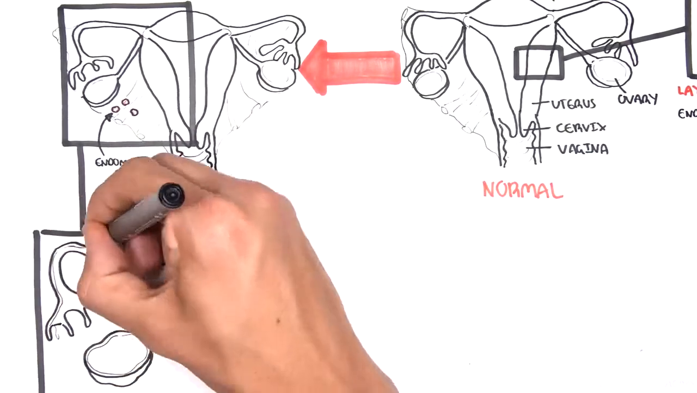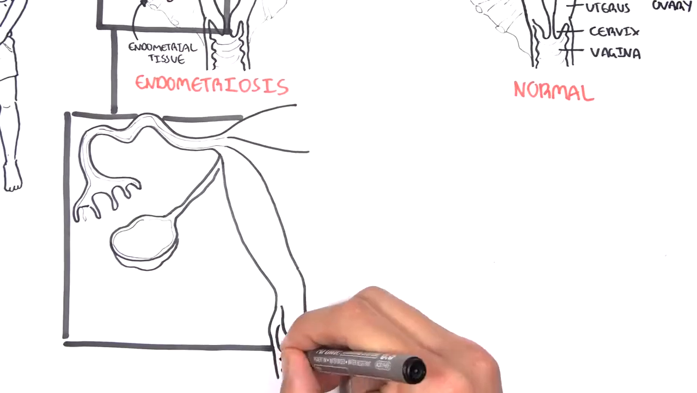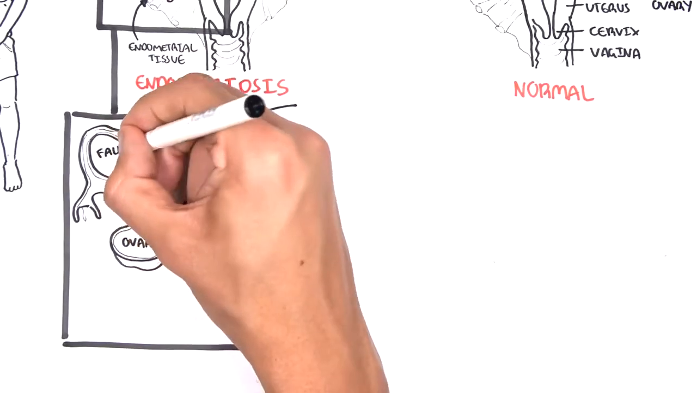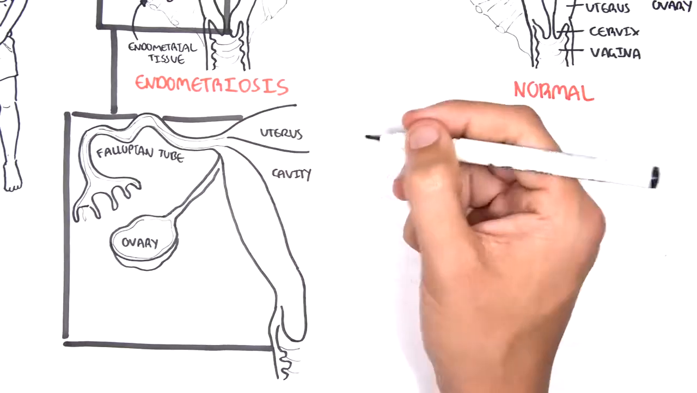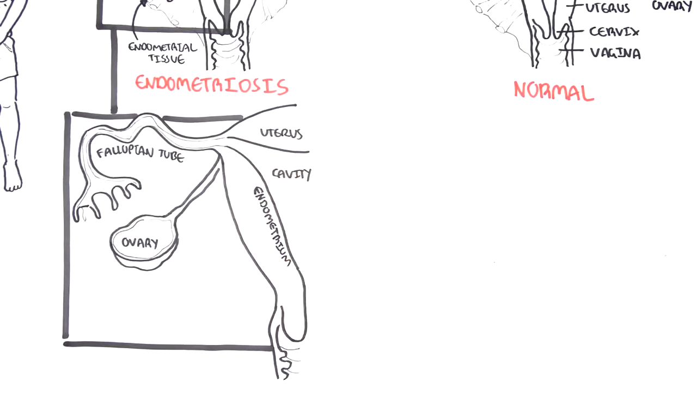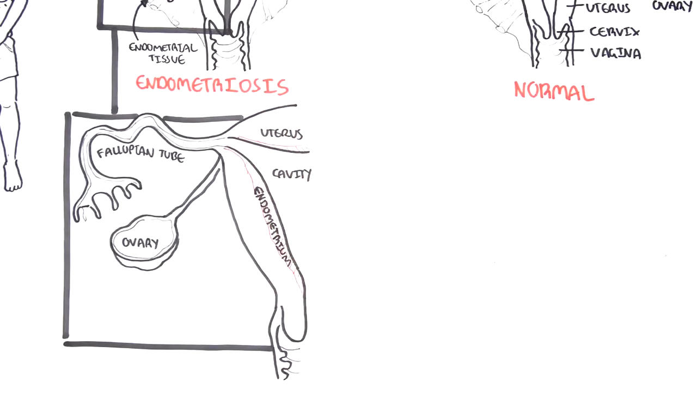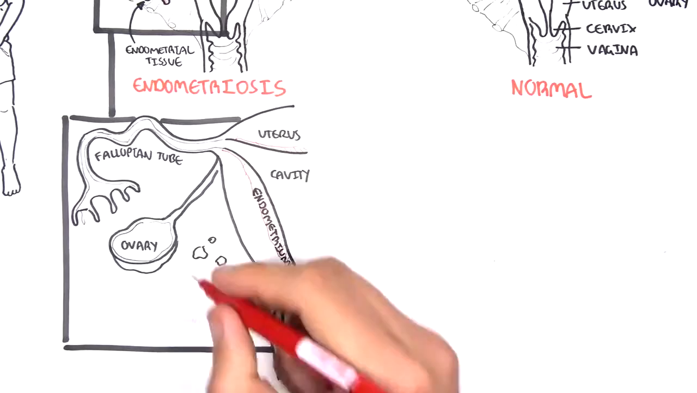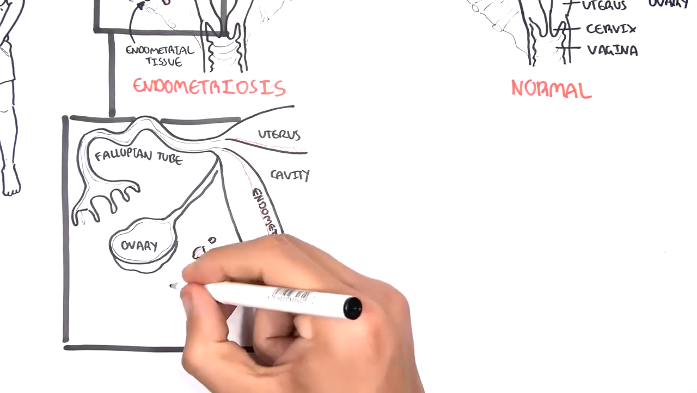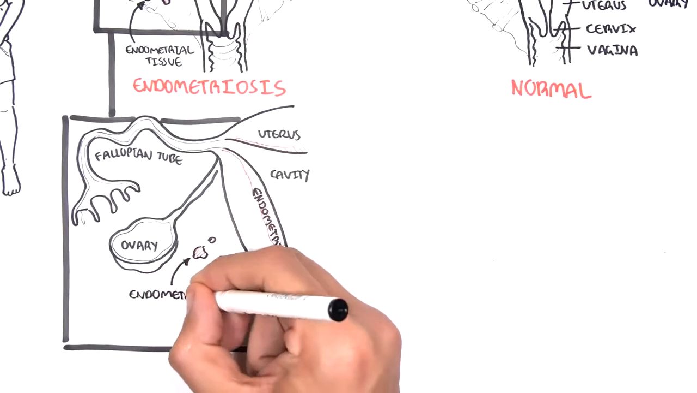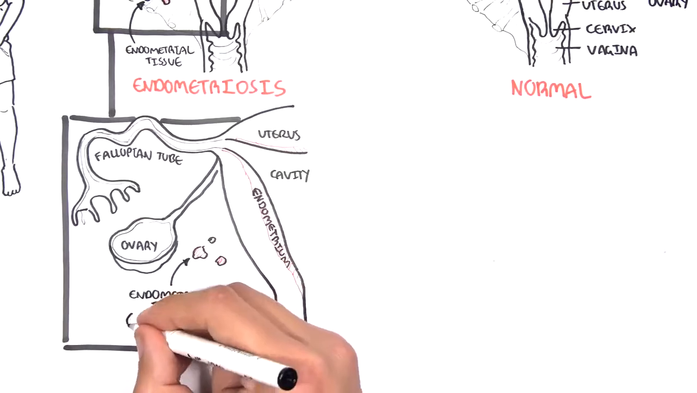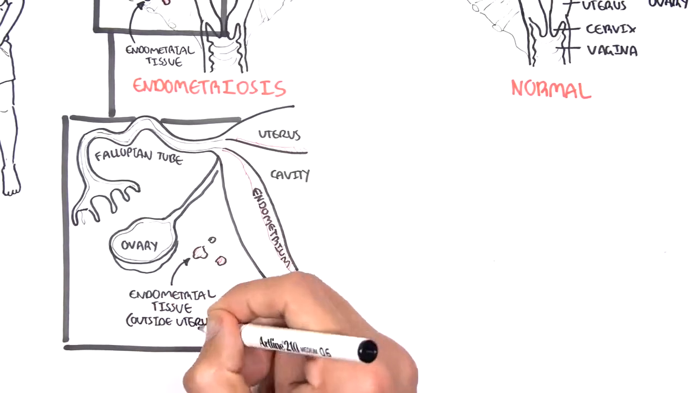So here you have the left ovary, the fallopian tube, and the uterus. Here is the uterine cavity. The innermost layer, the layer that reacts to the hormones and sheds, is the endometrium. Here is endometrial tissue that is present outside the uterus, and this is characteristic of endometriosis.